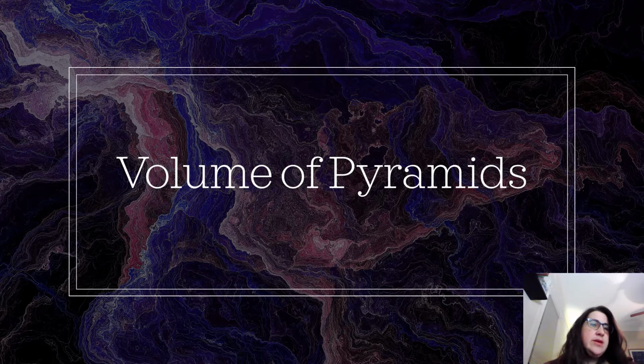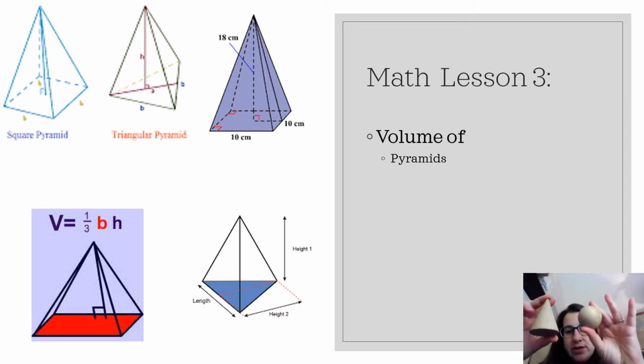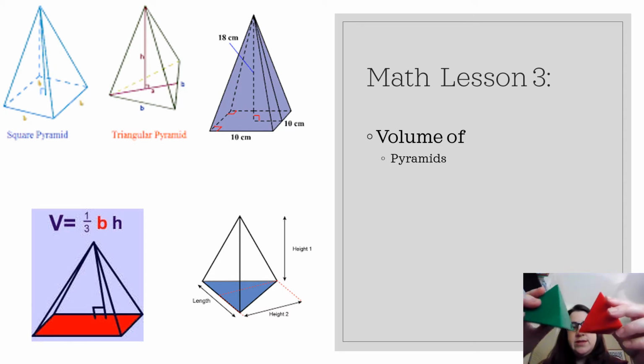We're going to talk about the volume of pyramids. So here are some pyramids that you can see. There's square pyramids, triangular prisms, rectangular prisms, hexagonal prisms. On Friday we talked about cones and spheres, and today we are going to talk about pyramids.